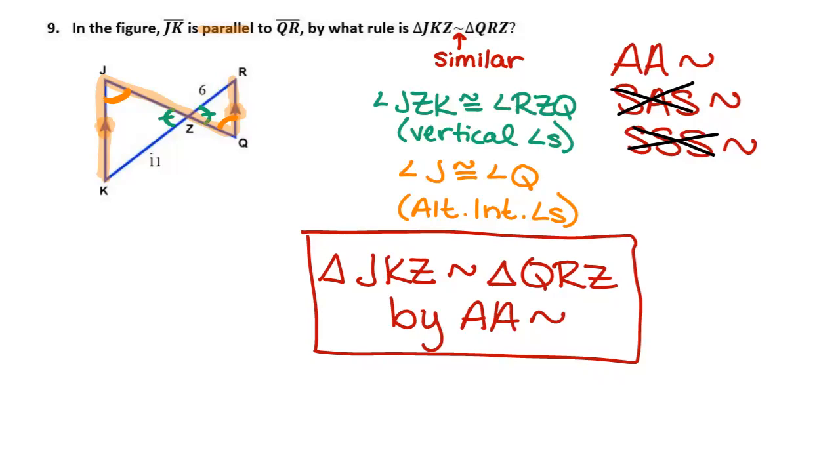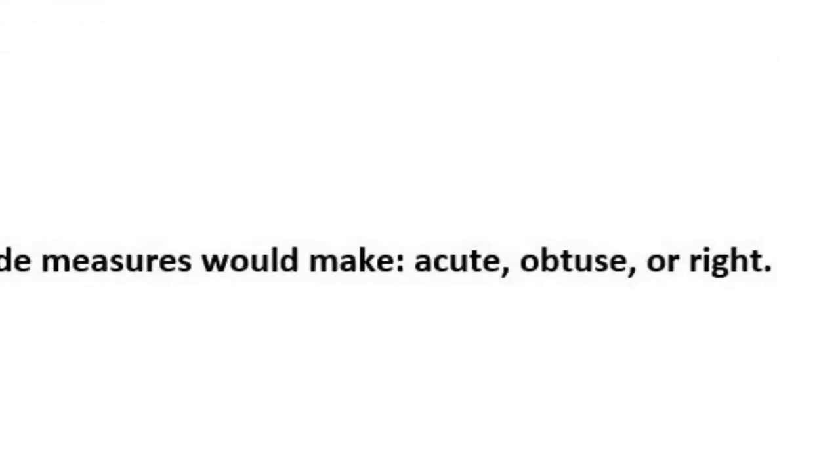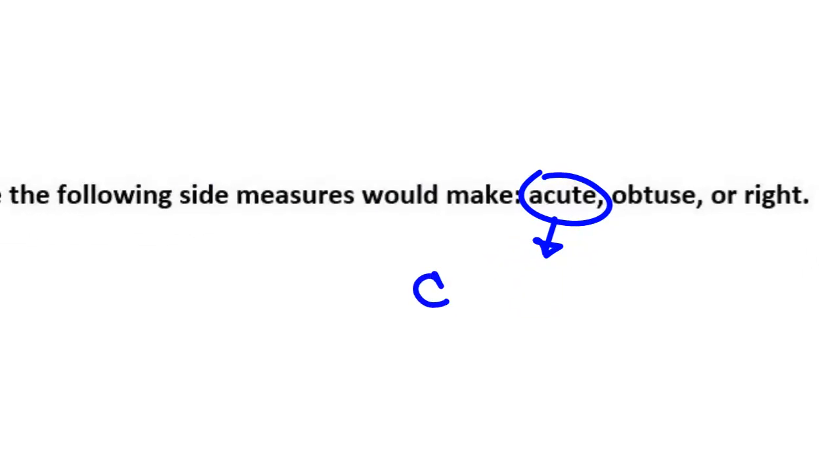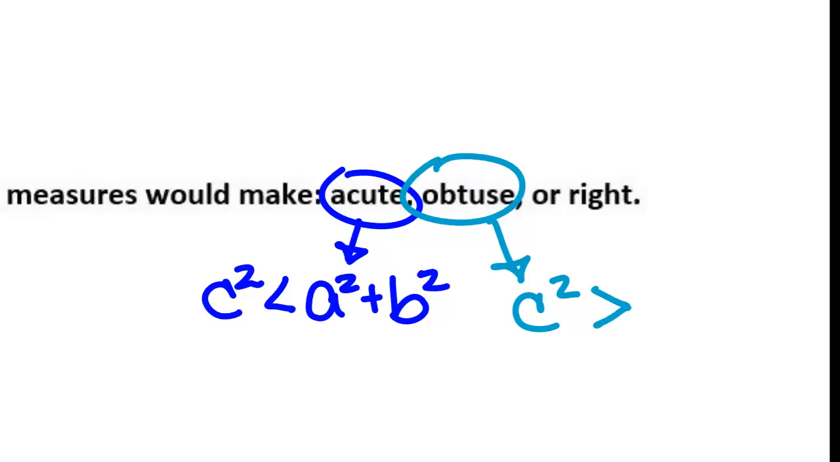What other questions would you guys like to look at? Which one? 14, absolutely. Question number 14. Determine what type of triangle the following side measures would make: acute, obtuse, or right. So for an acute triangle, we would know it's acute because c squared would be smaller than a squared plus b squared. We would know it's obtuse because c squared would be bigger than a squared plus b squared.